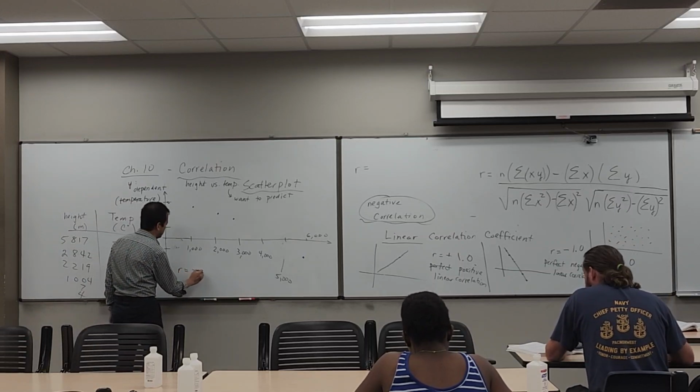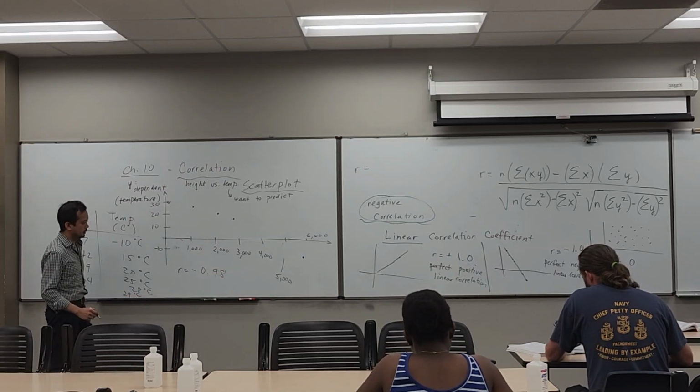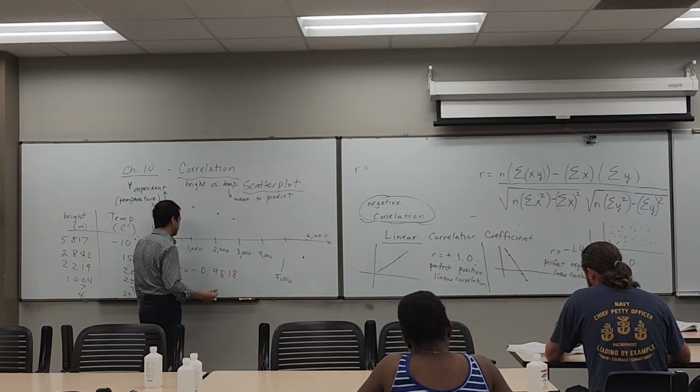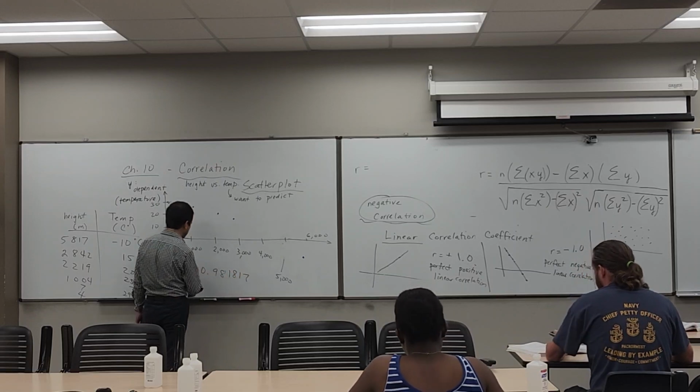So go ahead and let me know what R you got. You got 0.98. I got -0.3. 17. 981817851.